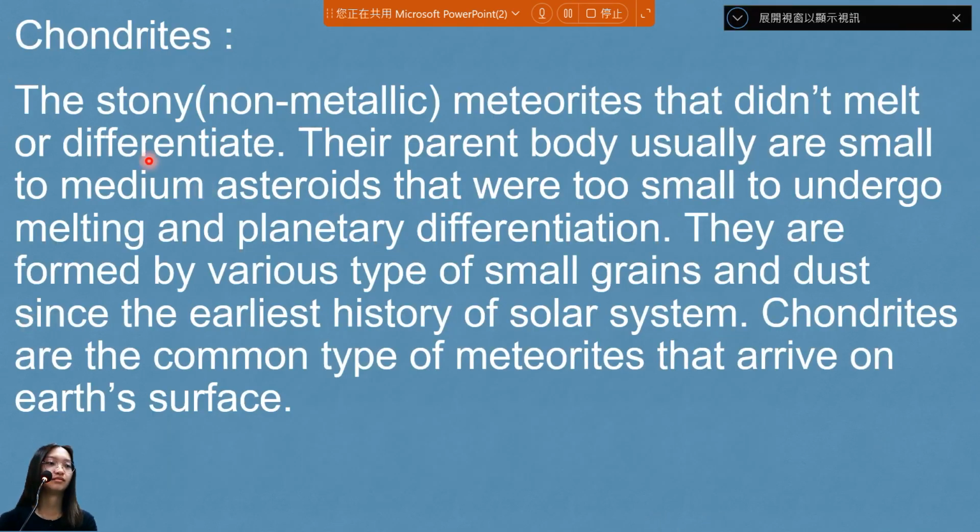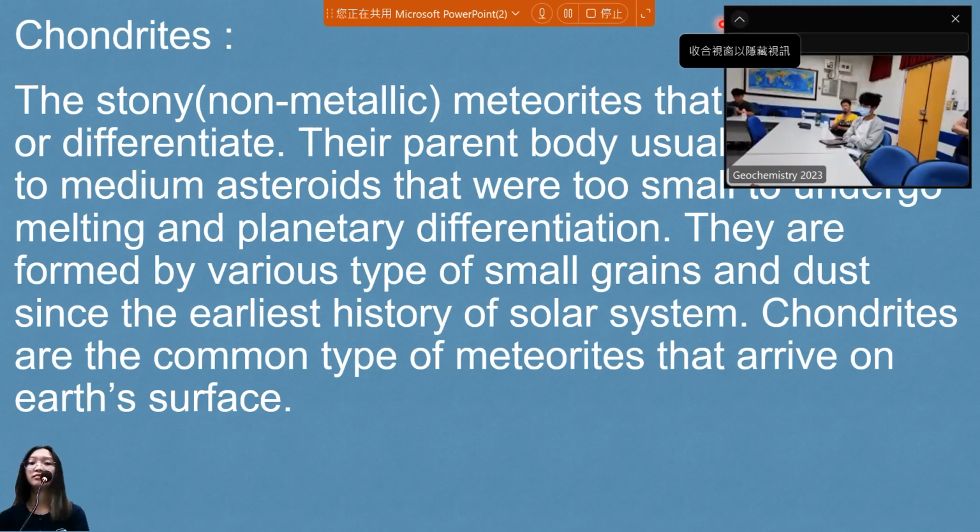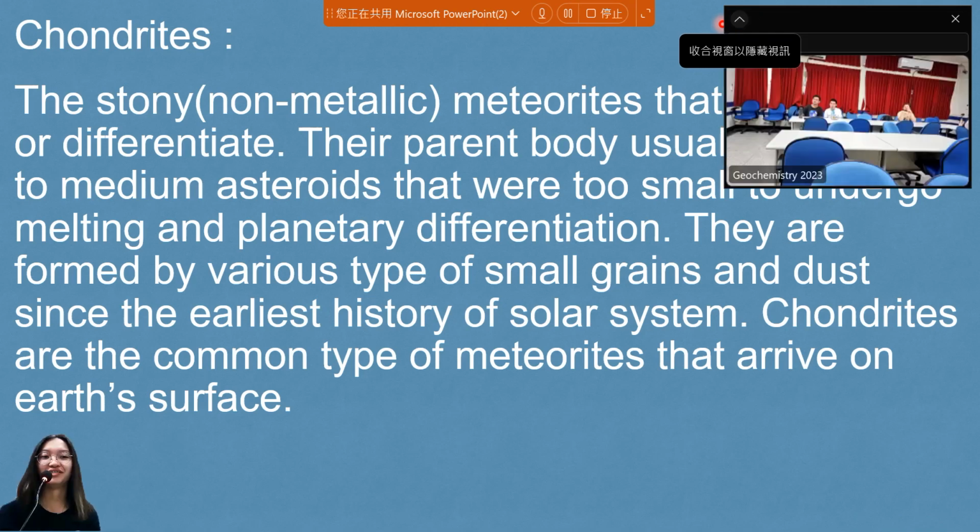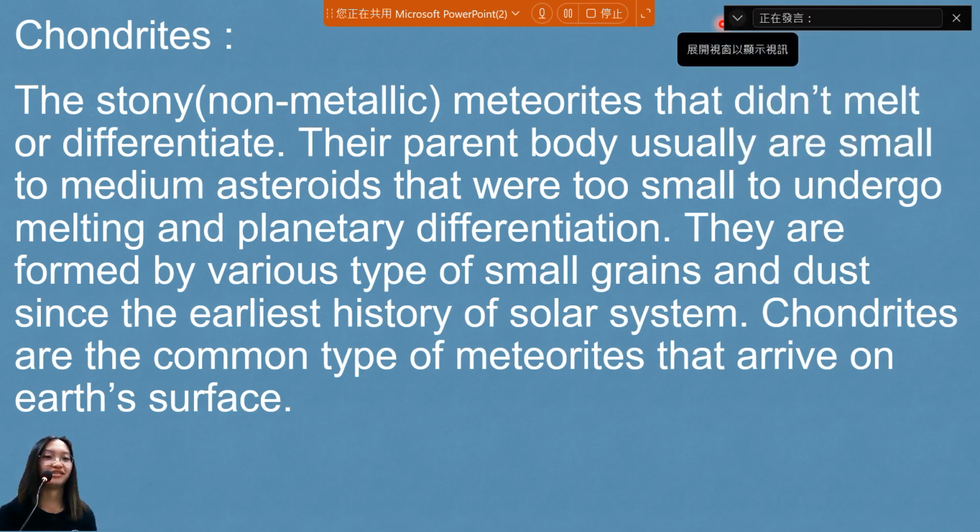What does it mean by differentiate? Here, Chloe wrote, meteorites that didn't melt or differentiate. What does that mean? I think differentiate here means maybe being destroyed or something like that; I'm not very sure. Perry mentioned maybe it's not differentiated by the atmosphere when the meteorite falls onto the Earth. Does anyone have an answer for that? What does it mean by planetary differentiation?